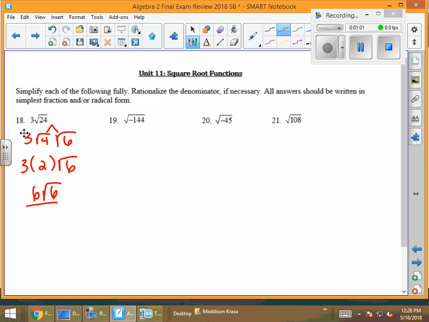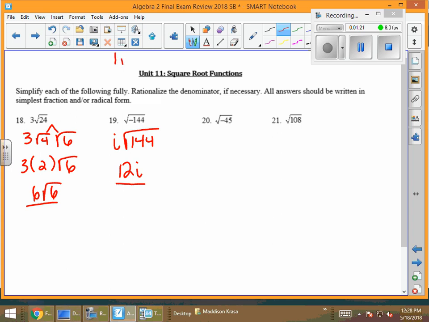For 19, we have to remember that idea about a negative. When a negative is inside the radical, we have to pull out i. So we pull out i, and then we have our radical. If you know your perfect squares, you'll know that 144 is a perfect square. So if we take the square root of 144, we get 12. Your final answer would be 12i.